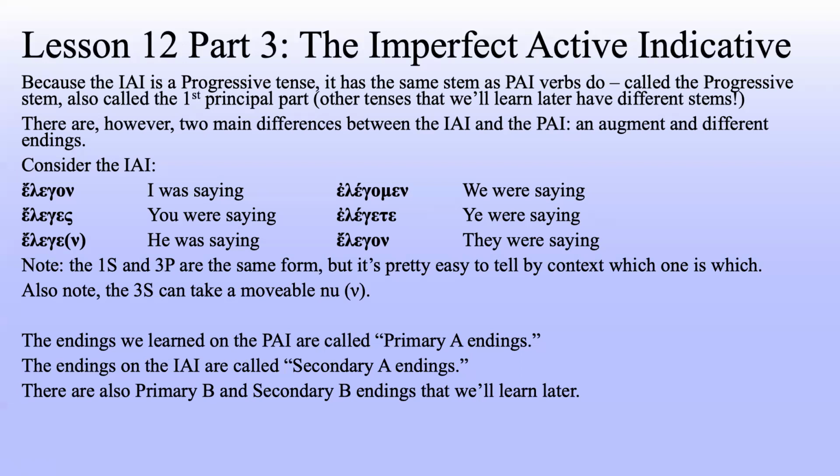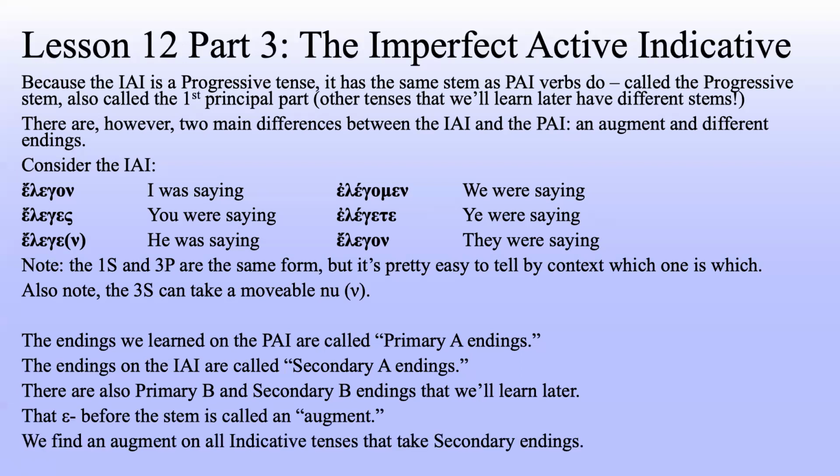But for almost all of the verbs that we will ever see in Greek in all of the verb tenses, almost all of them will take either primary A or primary B, secondary A or secondary B endings. So here we have primary A and secondary A. The epsilon before the stem is called an augment. We find an augment on all indicative tenses that take secondary endings. Now, the ones that take secondary endings and the ones that have augments, they all sort of go together.